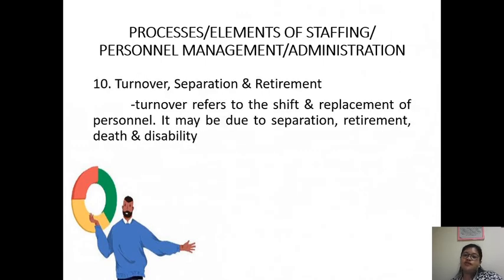Ten is turnover, separation, and retirement. Turnover refers to the shift and replacement of personnel. It may be due to separation, retirement, death, and disability. So turnover is when someone retires, then separation is, for example, retrenchment, especially now in the pandemic, where separation pay is paid because the company lost money or needed to reduce staff because their budget was difficult.